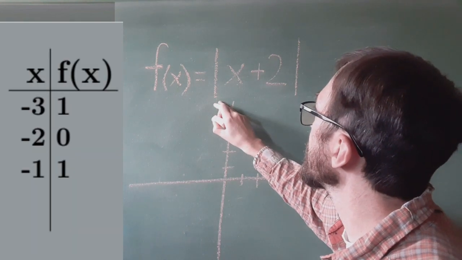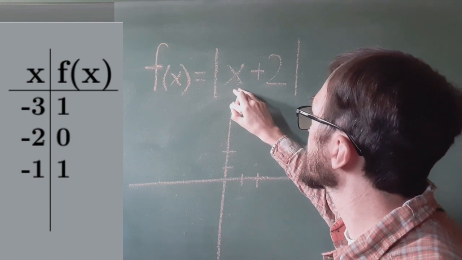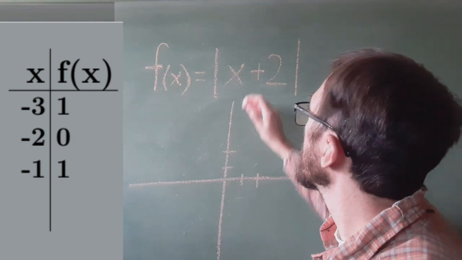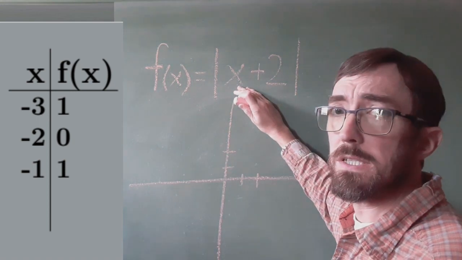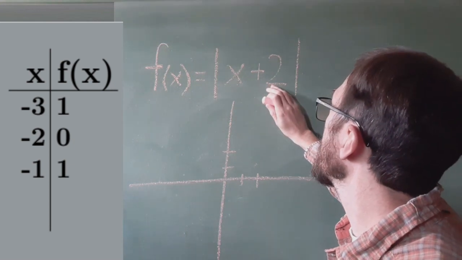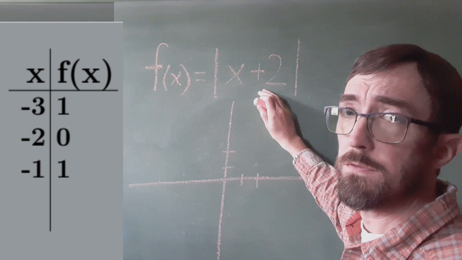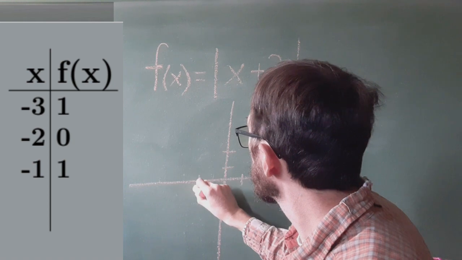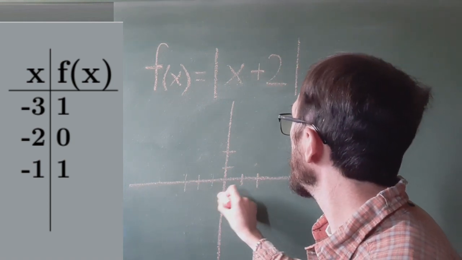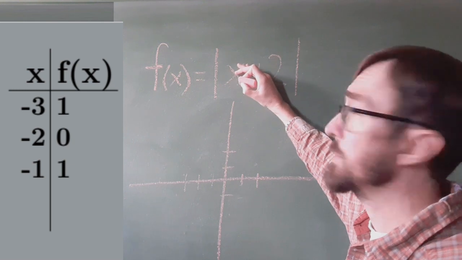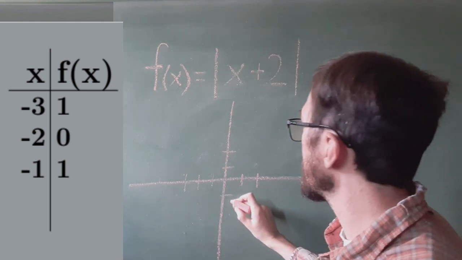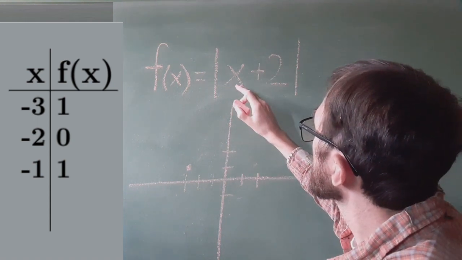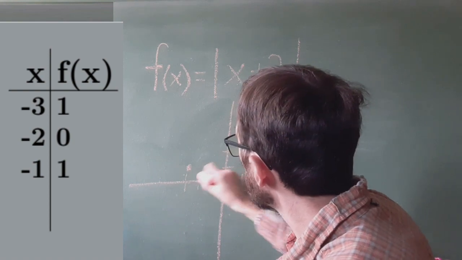We need 2 more points. We know that x is -2. We want to choose one number smaller and one number larger. If I plug in -3, that's a number smaller. -3 plus 2 is going to give me -1. So when x is -3, I'm going to be at a +1 because the -1 becomes positive because it's absolute value. So at -3, 1, I have a point. And at -2, 0, I have a point.